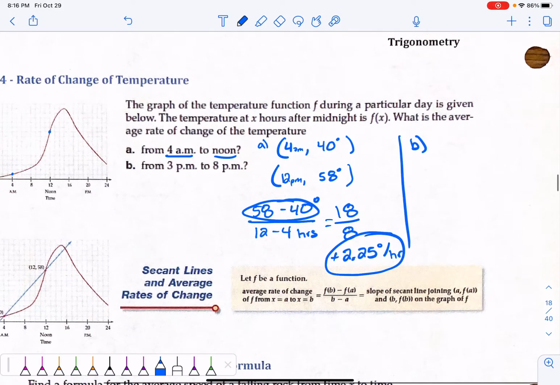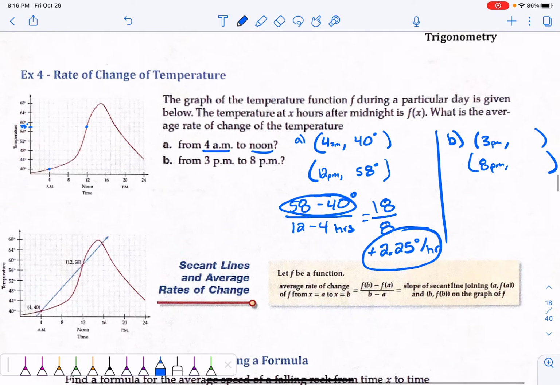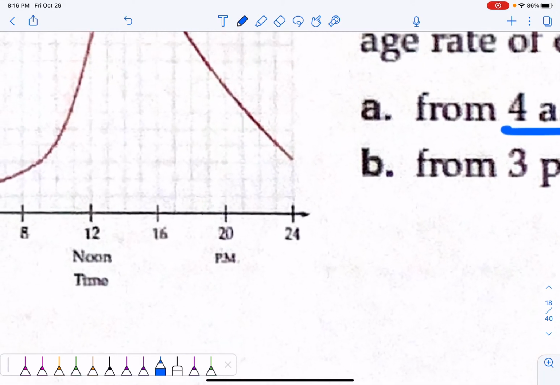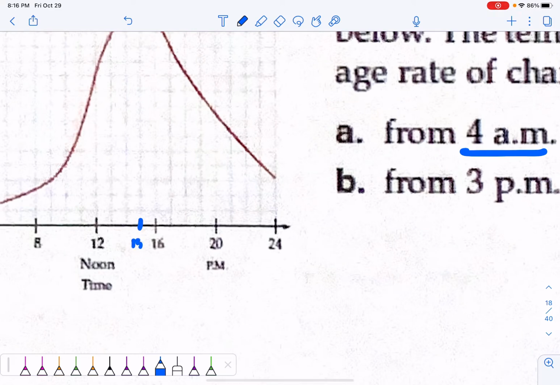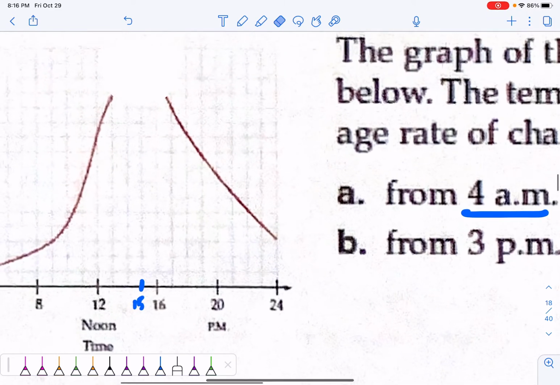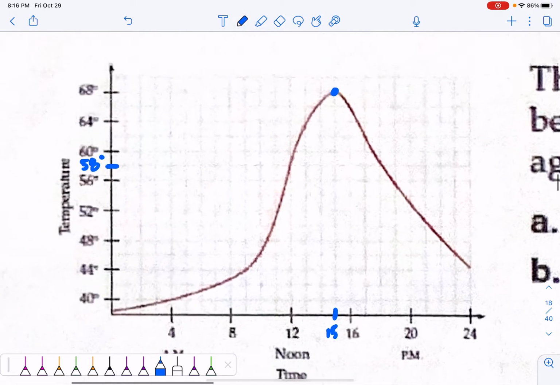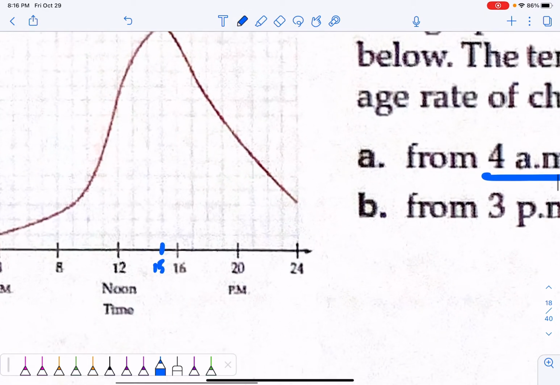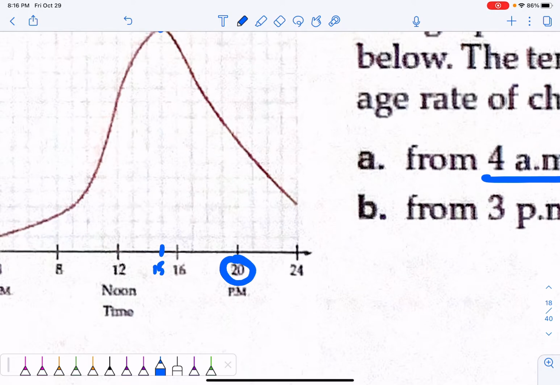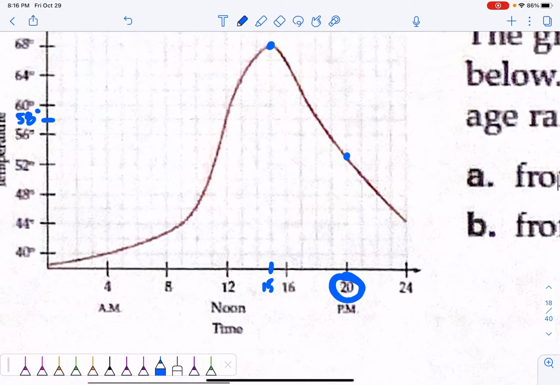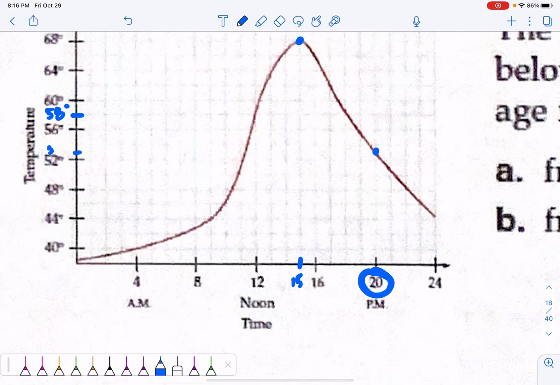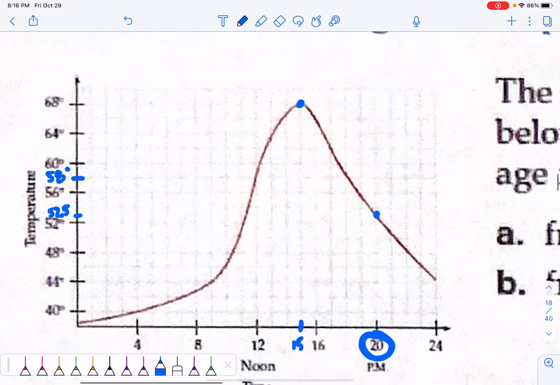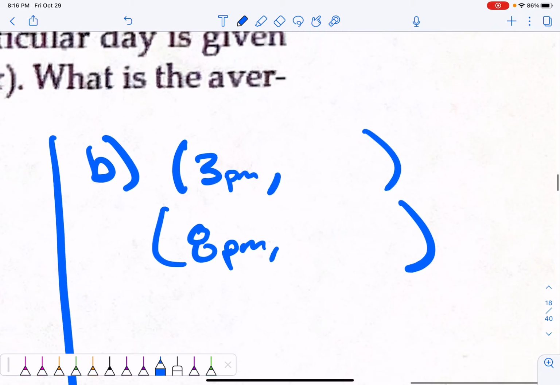Like in part B, we're going from 3 p.m. to 8 p.m. Okay. And let's see, 3 p.m. is 1500 hours, so right here, and we go all the way up to the top, and we're about at this point right here, which is over at 68. And 8 p.m. is 2000, I guess, and that is at, I would say, 52 and a half. So we've got 68 and 52 and a half. All right, 68 degrees, 52.5 degrees.